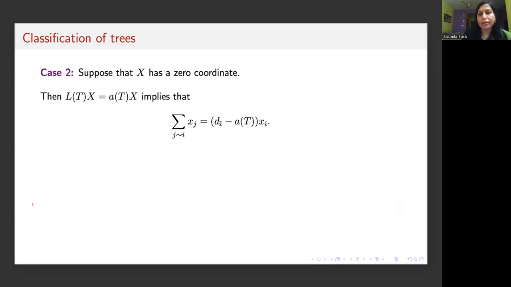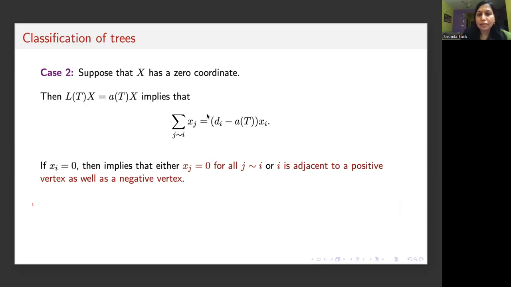So you will get d_i x_i minus a_i x, and this side contains x_j multiplied by one if vertex j is adjacent to i. So if I consider the ith equation, you'll get this equation, right? Now if I say that there is a zero coordinate, let's say that is x_i, I have taken the ith equation. So if x_i becomes 0, then your right hand side is 0.